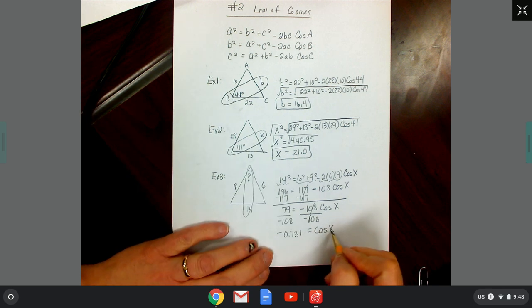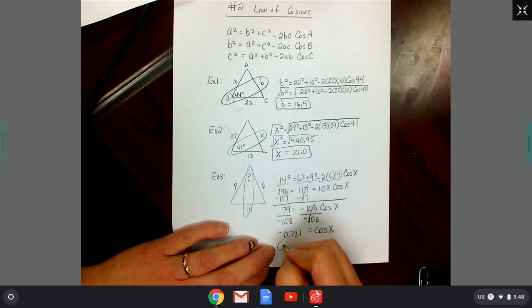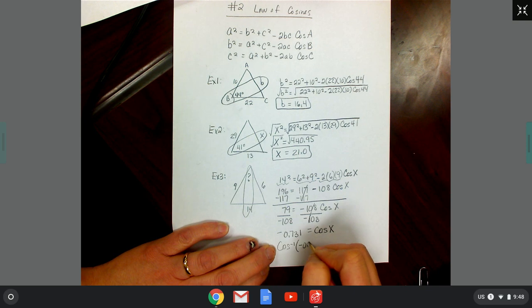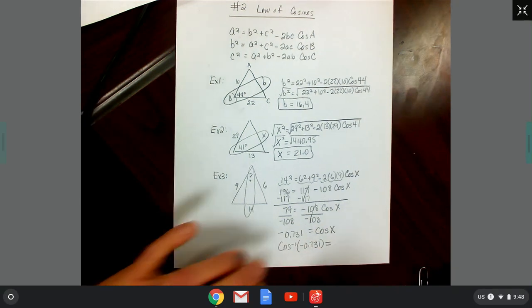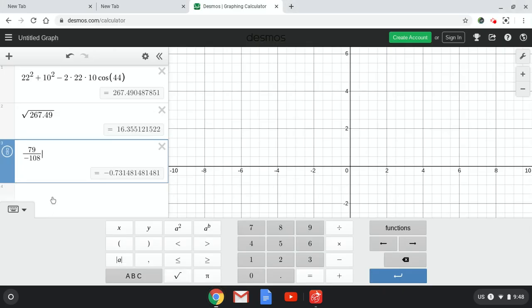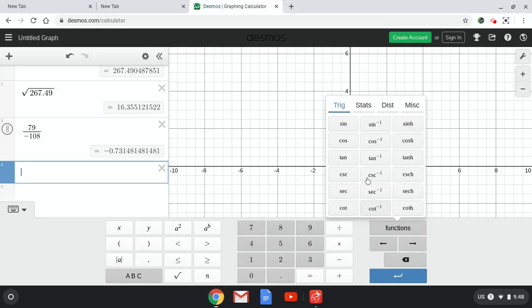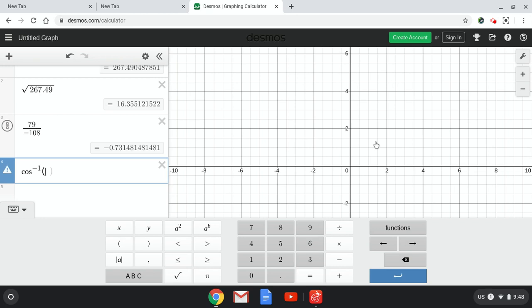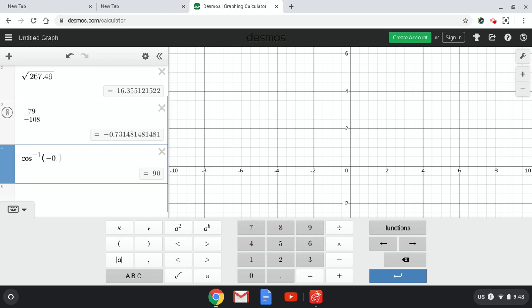Okay, and then I don't know the angle, so I have to inverse. So cosine inverse negative 0.731 should give me my answer. So if I go back and inverse cosine that, go to functions, find that, type it in because I'm not sure how to bring it down yet. 0.7. You want to carry it out about 4 decimal places at least. 136.9, so I'll just round up to 137 degrees.